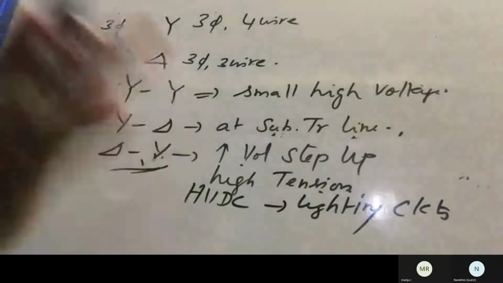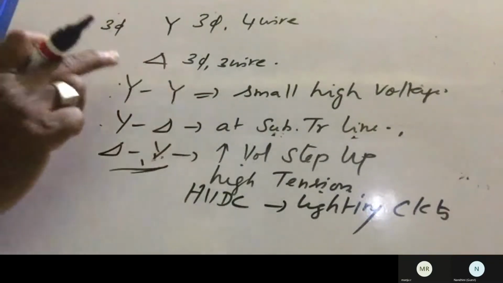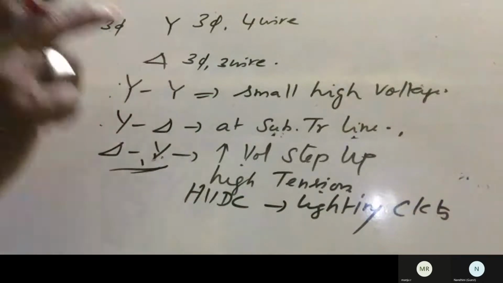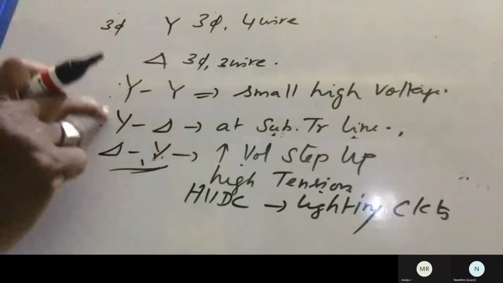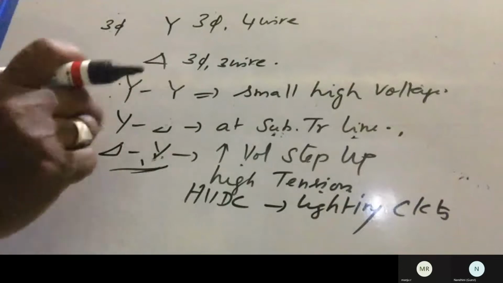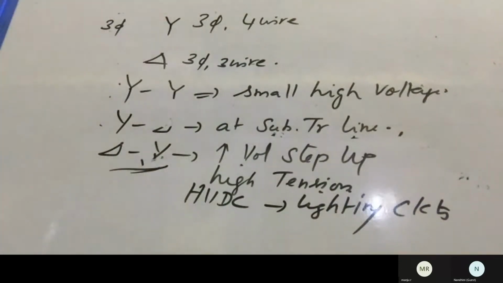The voltage will be a smaller value for high voltage to be transmitted, so in that case we can use star to star. Otherwise, step down means star to delta. Step up means we can use delta to star. Okay, so can you tell what relation exists in the star connection as well as the delta connection?